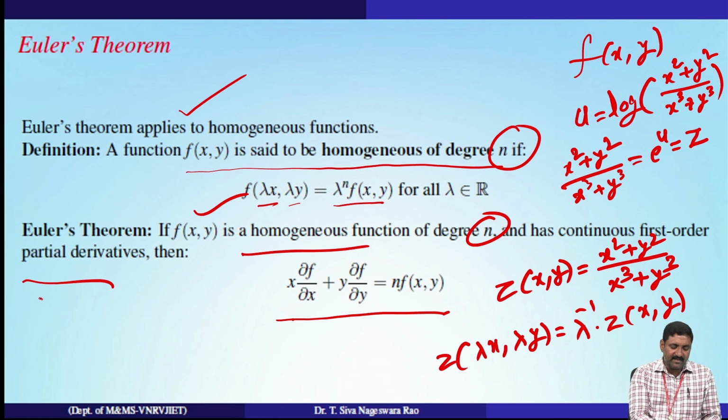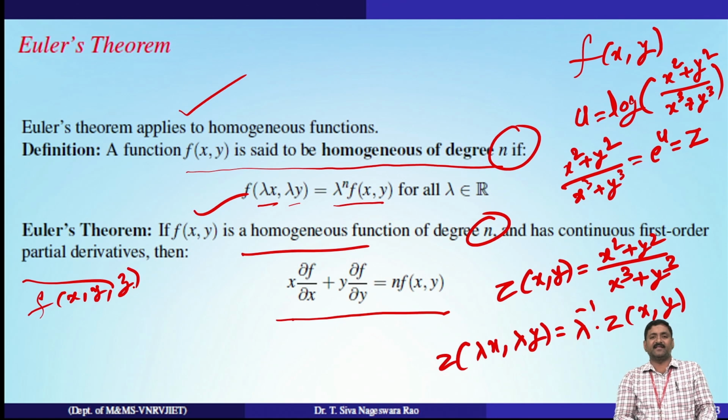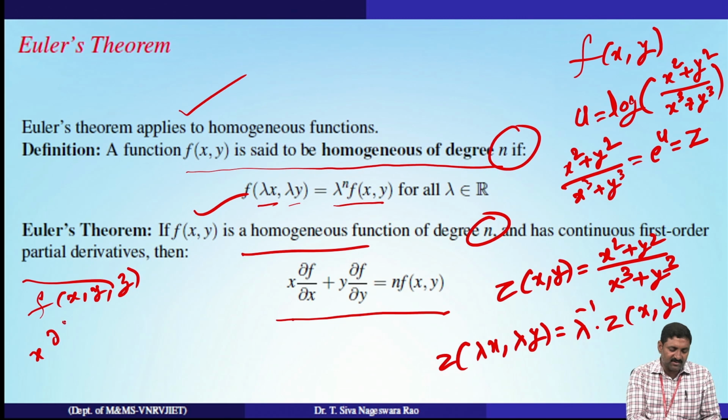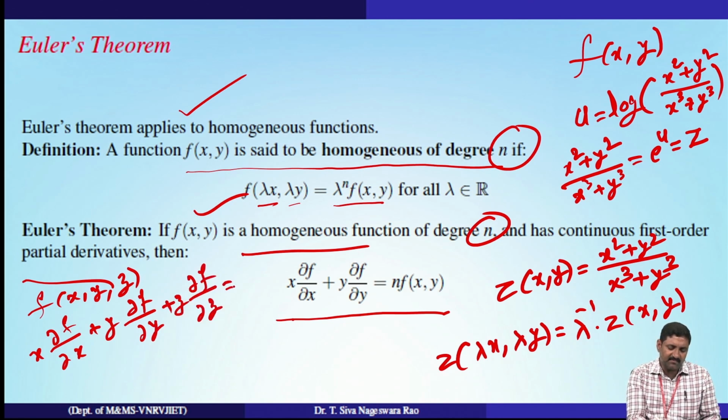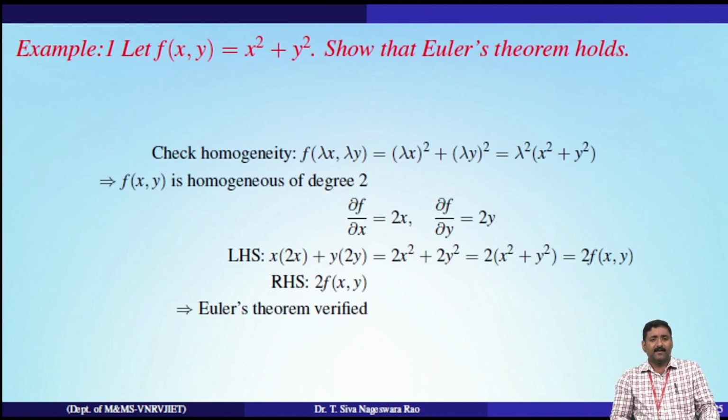Suppose I take f of x comma y comma z, a function involving three independent variables. Then Euler's theorem states that x multiplied with dou f by dou x plus y multiplied with dou f by dou y plus z multiplied with dou f by dou z is equal to n multiplied with f. This is how we can extend Euler's theorem for a function involving n number of variables. We'll see examples. Here our aim is to verify Euler's theorem.